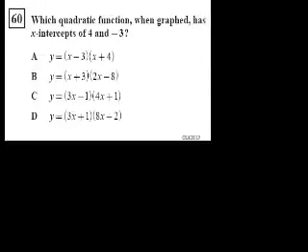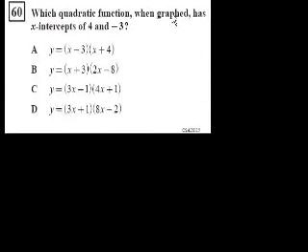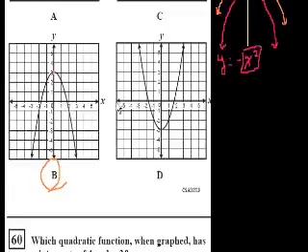Problem 60. Which quadratic function, when graphed, has x-intercepts of 4 and minus 3? So x-intercepts of 4 and minus 3 means that when you substitute x of either of these values into the equation, you get y is equal to 0, right? Because when y is equal to 0, you're at the x-intercepts. This is when y equals 0. So that's what they mean by x-intercepts.